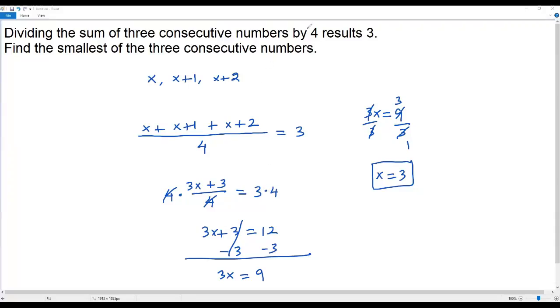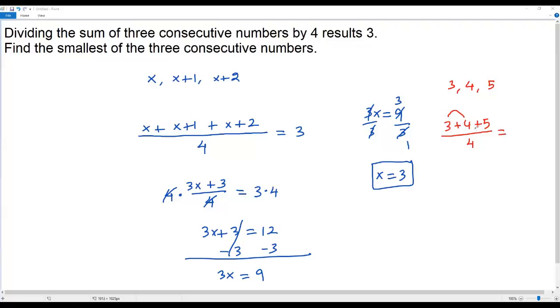And also we can verify our answer. If the smallest of the three consecutive numbers is 3, okay, let's write the three consecutive numbers. Then the next number will be 4, the next number will be 5. Okay, now according to the information, the sum of the three consecutive numbers divided by 4, the result must be 3. Okay, now let's add them. 3 positive 4 positive 5. And let's divide the sum of the three consecutive numbers by 4. So let's see what we get.